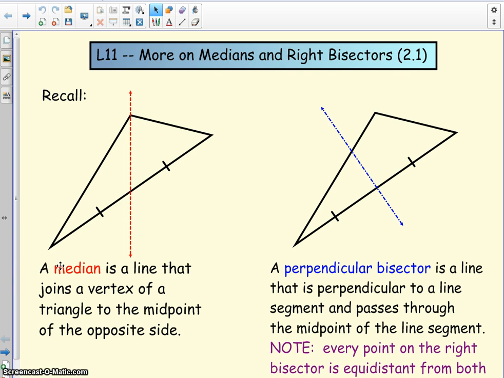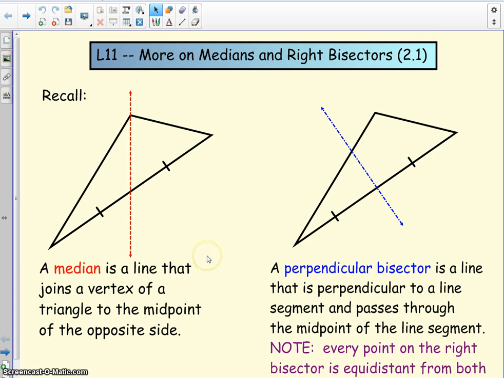So just to remind yourself what a median and a right bisector is, a median, as you can see in the picture, is a line that joins the vertex or corner or endpoint of a triangle to the midpoint of the opposite side. So for example, here you've got a line going from this vertex right up here, and it passes through the midpoint of the side across from that.